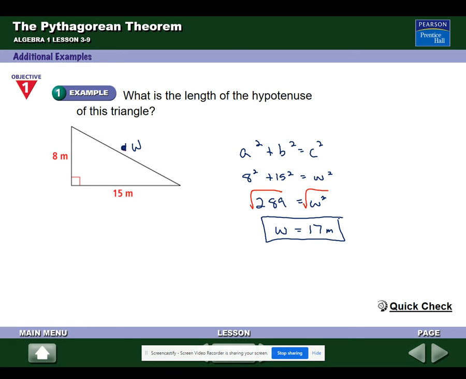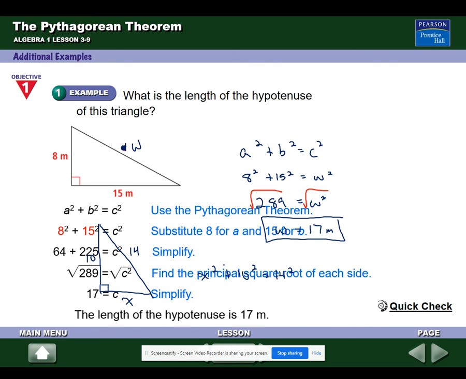Now real quick, if I had this right triangle and this was 10, and let's say that's the unknown, this is x and this is 14, then your setup would be x squared plus 10 squared equals 14 squared, and you'd be solving for x. Okay, moving on.